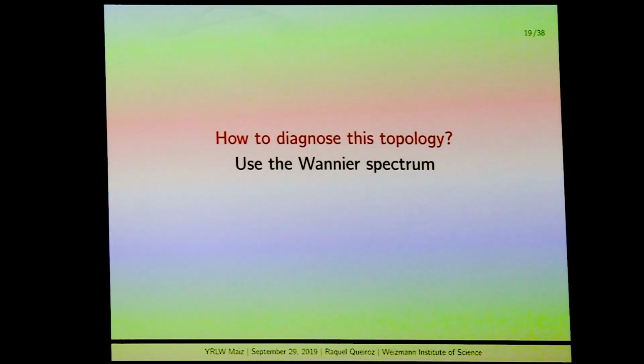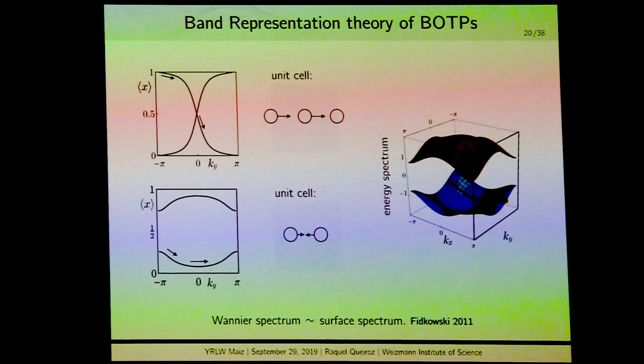Okay, so now let me be a little bit technical. I don't want to keep it all at this level, and I'll actually tell you how to use the Wannier spectrum in order to capture these phases. The Wannier spectrum is very instrumental to capture topological phases. What it tells you, basically, is what is the expectation value of the position operator for a specific perpendicular momentum.